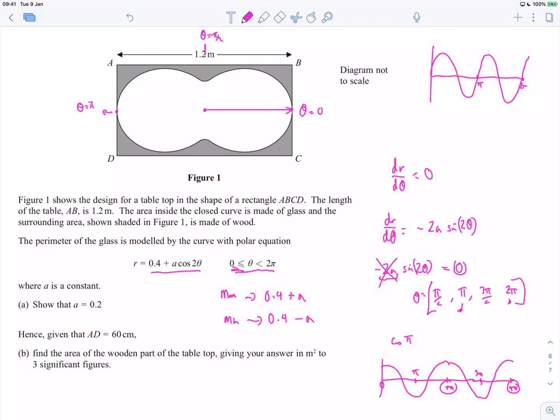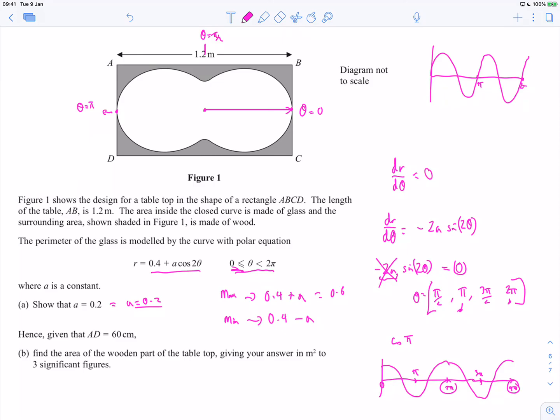And clearly, when theta equals 0, we're pointing all the way to the right. So we're in the middle of the table, and we're half of 1.2. So this whole thing should be 0.6. And clearly 0.4 plus what is 0.6? This must mean that a equals 0.2.